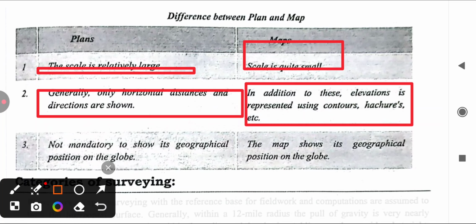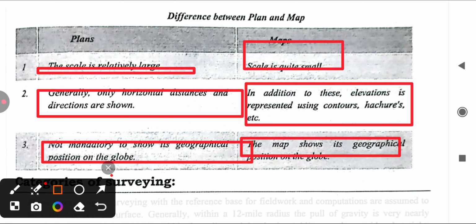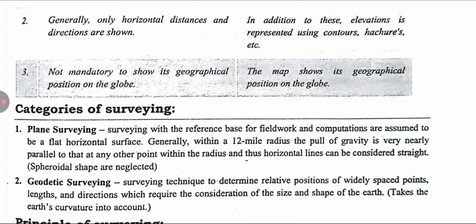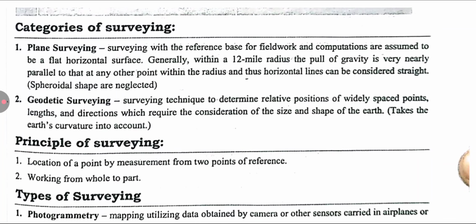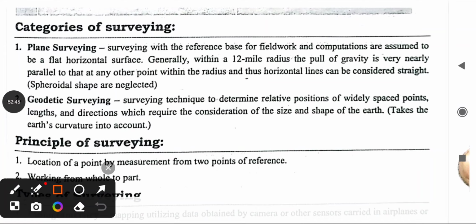It is not mandatory to show its geographical position on the globe. जियोग्राफिकल पोजिसन चाहिँ show गर्ने mandatory होइन. त्यसपछि map मा चाहिँ the map shows its geographical position on the map, on the globe. Okay, and category of survey. सर्वेका category हेर्छु. Plane table survey, plane survey.